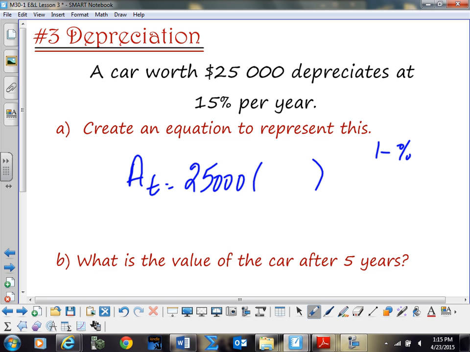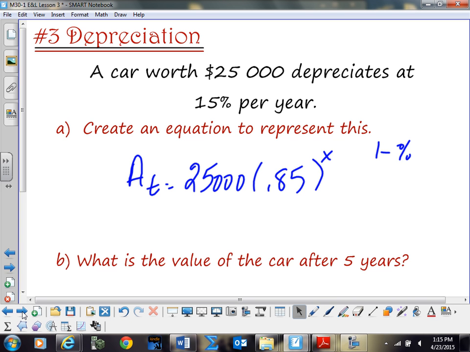That's how much remains. So 1 minus 0.15 is 0.85. So whenever it says it depreciates by 15%, that means 85% remains per year. And T over D, this time it takes 1 year, because it says per year, to decrease by 15%. So the D value here is just 1. Time is in years, we could use T or X, but this would be our equation. So X over 1, we don't have to write in a denominator at all.